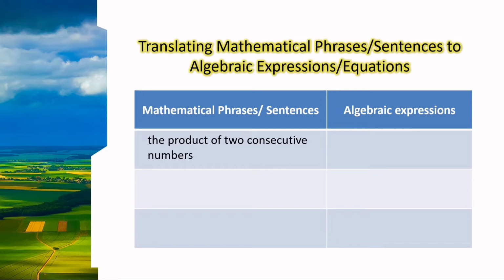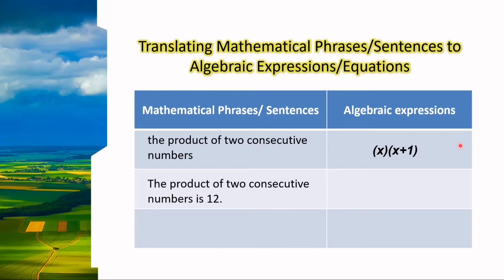So this may be represented as x times x plus 1. So the first number is represented by x and the number that follows is simply x plus 1. We know that if we add 1 to a preceding number, that will be the next or the consecutive number. So let's have another one.